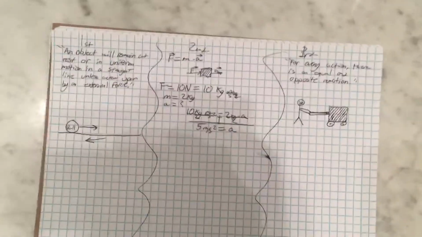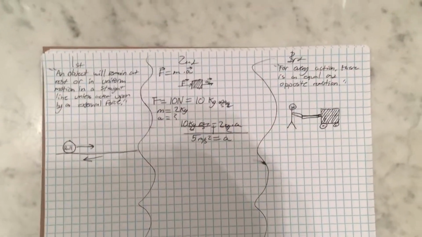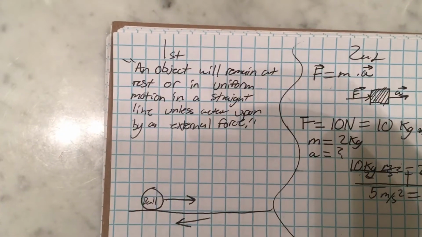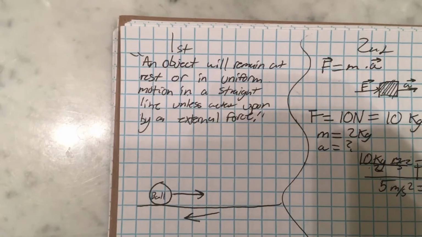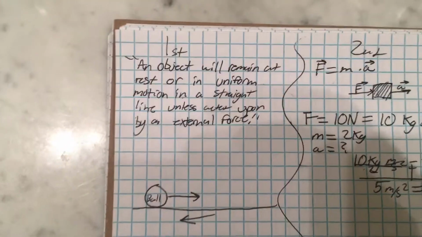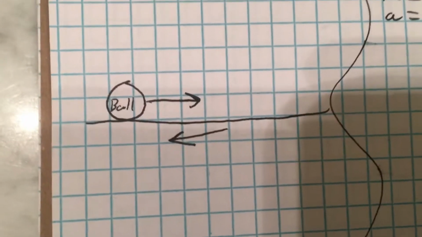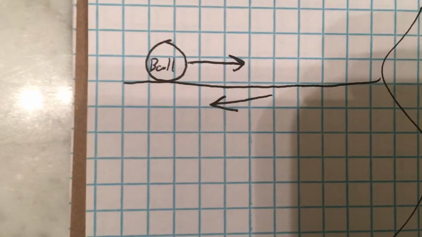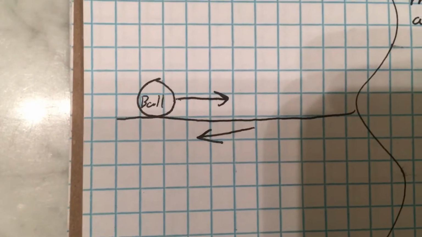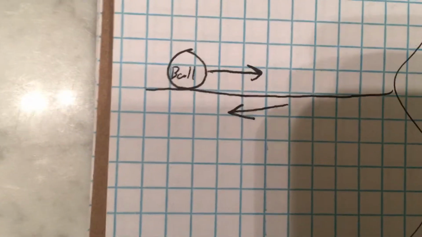Okay, so the topic for this video is going to be Newton's three laws. Now, the first law is an object will remain at rest or in uniform motion in a straight line unless acted upon by an external force. So this is basically saying that if this ball is rolling in a vacuum, so there's no air resistance or wind resistance at all, it's just the ball on the surface it's on, friction will eventually act upon it and will stop it from rolling.